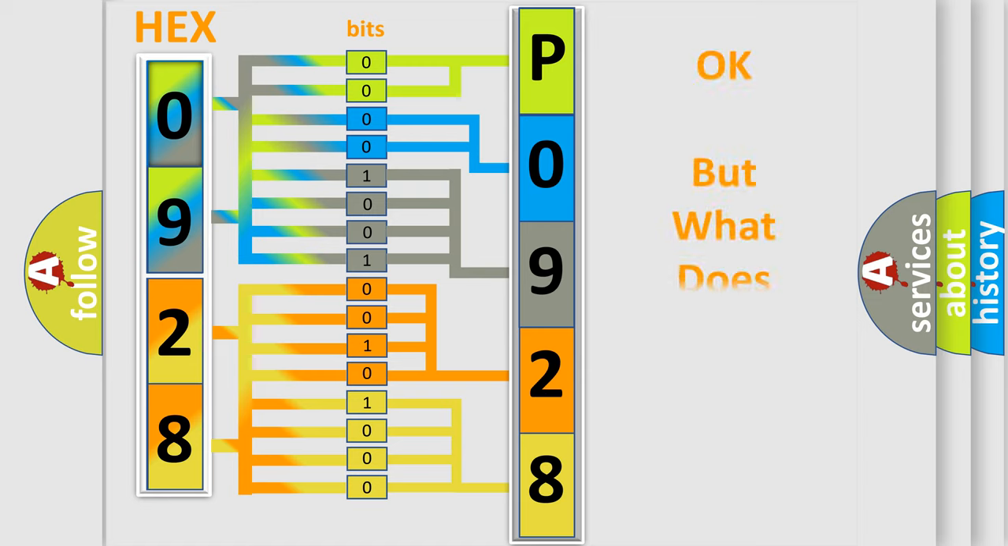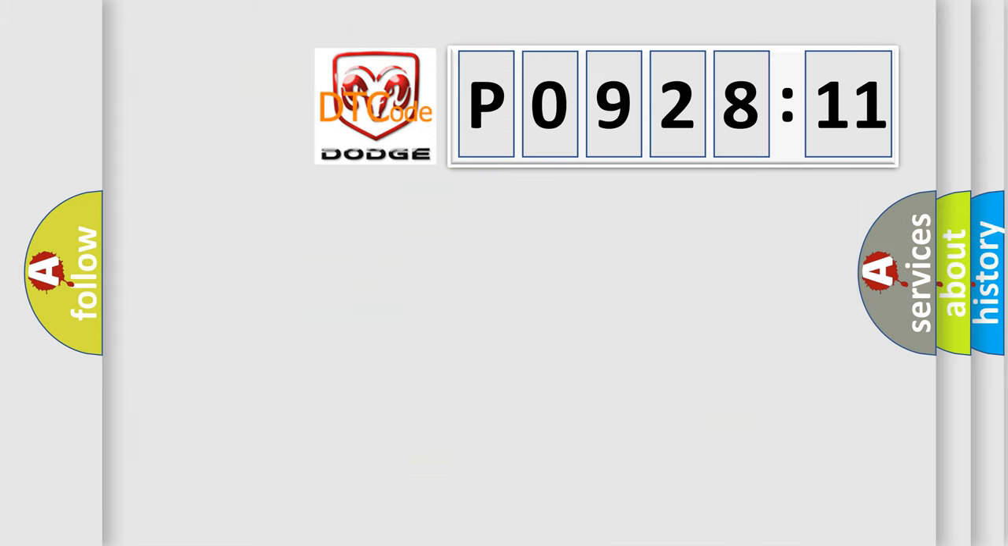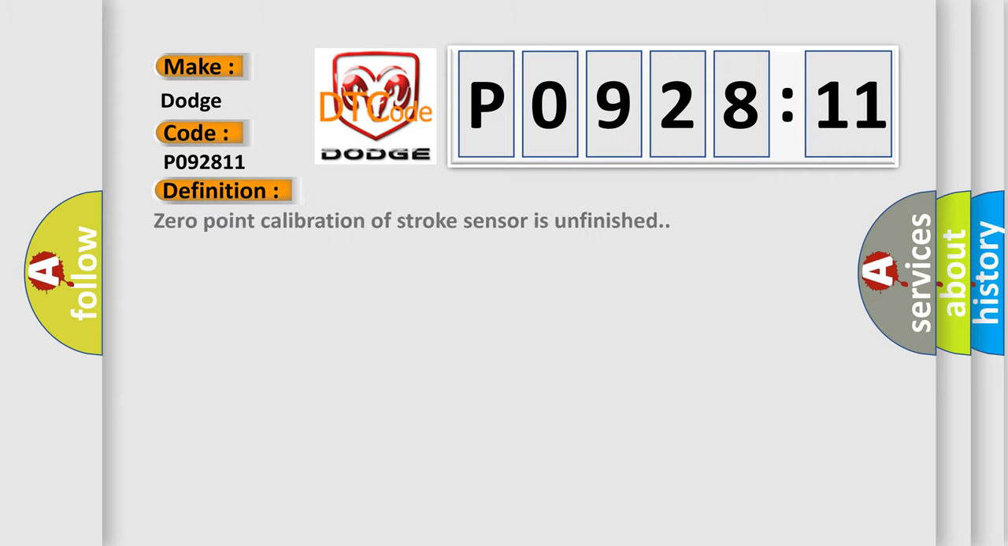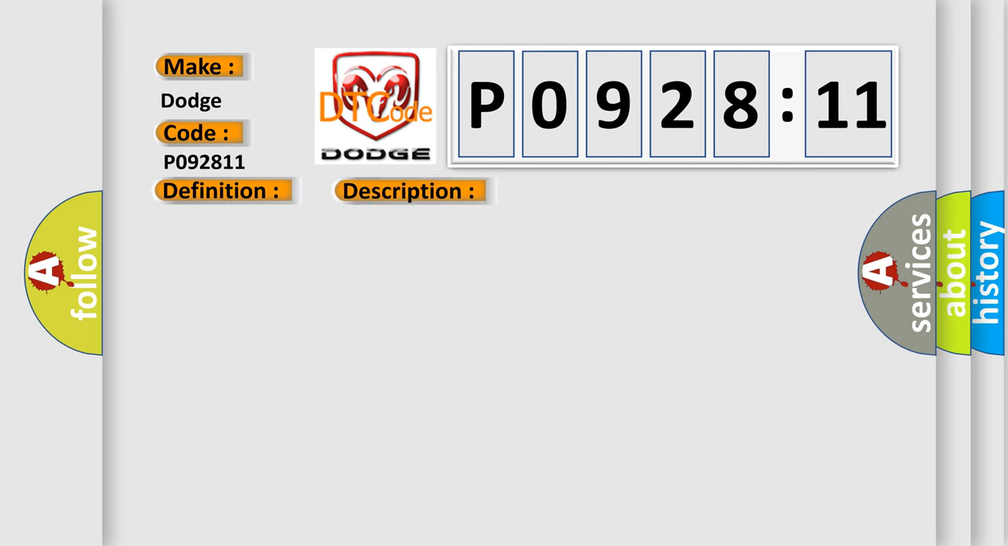The number itself does not make sense to us if we cannot assign information to what it actually expresses. So, what does the diagnostic trouble code P0928-11 interpret specifically for Dodge car manufacturers? The basic definition is: 0. Calibration of stroke sensor is unfinished. And now this is a short description of this DTC code. 0. Calibration of stroke sensor is unfinished.